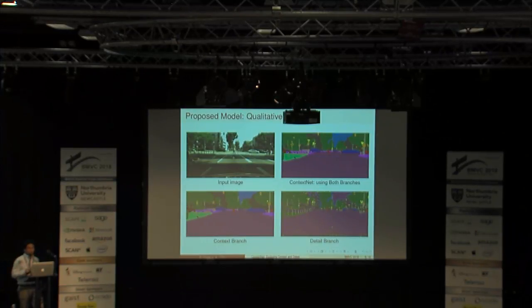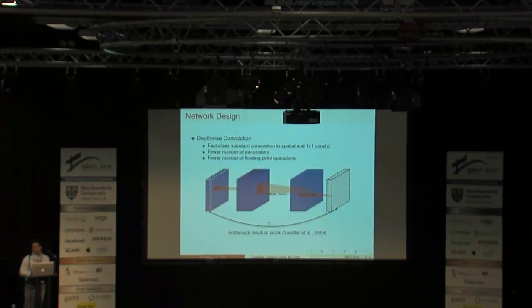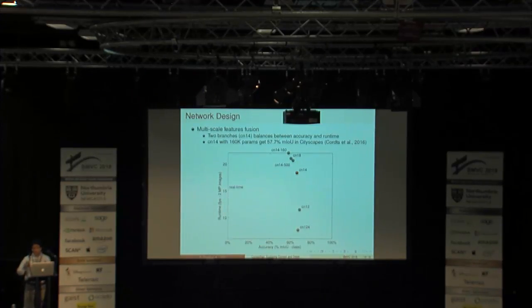So I believe, or I think we believe, I think I convinced you that our network is somewhat doing these things. So let's go to the detail in the network design. We utilize depth-wise convolutions for our network to reduce the number of operations and all those things. The reference is there.